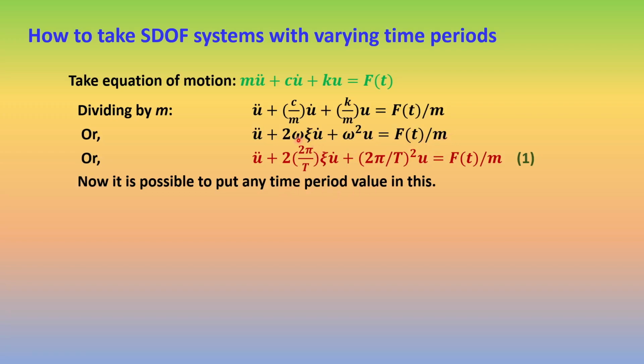And omega equal to twice pi by T, so substitute this in all the equations. So u double dot plus 2 times (twice pi by T) xi u dot plus (twice pi by T) whole square u equal to f(t) by m. Now in this equation the time period has got involved, so we can change the time periods and carry out the time history analysis for different time periods. In the standard time history analysis, we have seen the standard equation of motion, this one.